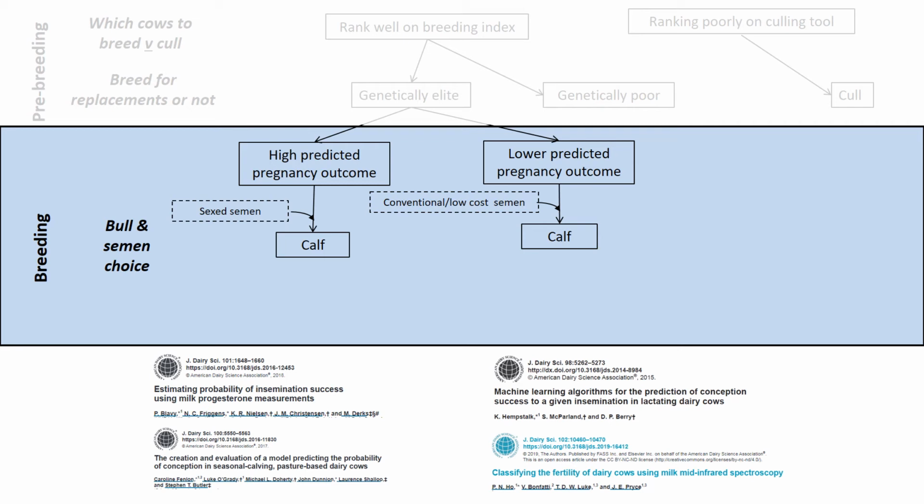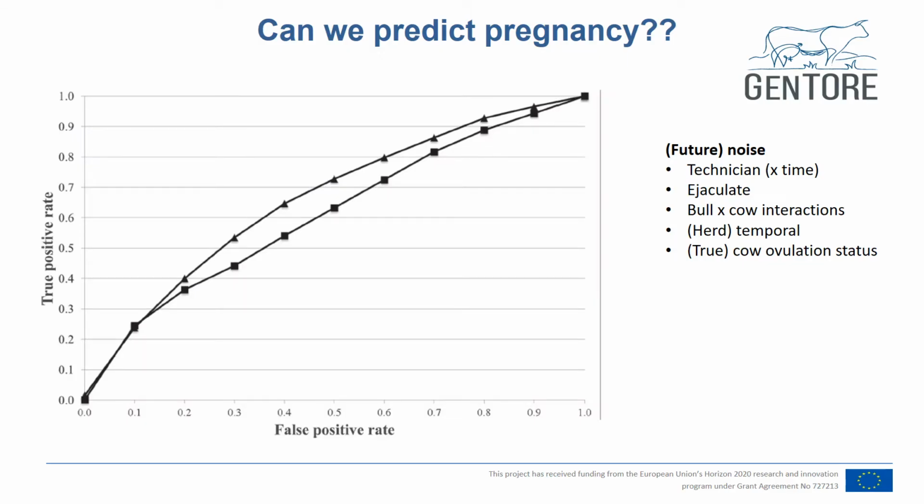And there are many papers published that have attempted to predict the pregnancy outcome of dairy females. This is just taken from one example. This is the receiver operating characteristic curve. The triangles here are based on the cross-validation data set, and the squares are based on external validation. The line itself isn't that different to a 45-degree line, which suggests it's not that accurate. It's not that much better than flipping a coin, looking at a cow and just flipping a coin and trying to predict whether she will go in calf or not.